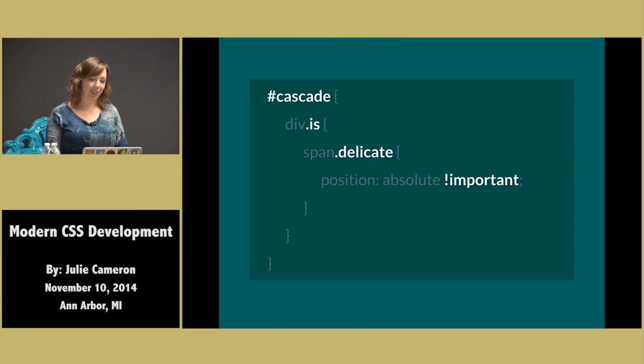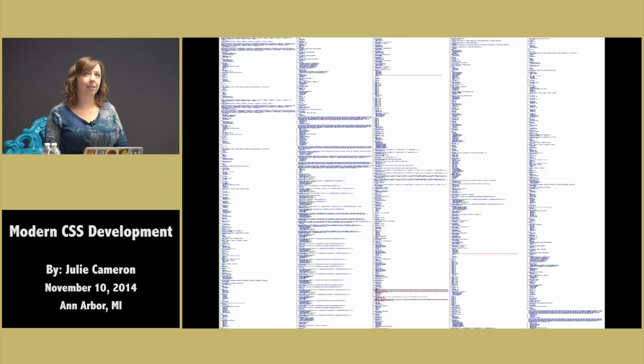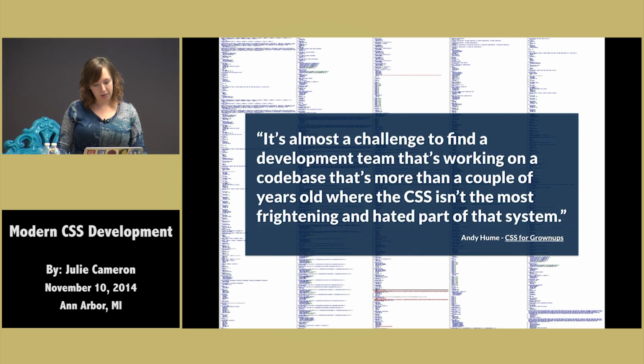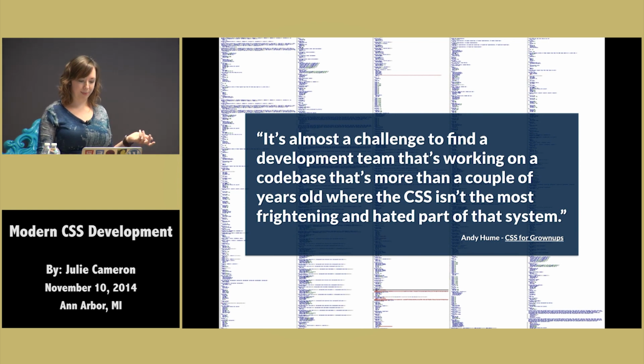The cascade is pretty delicate. And as our sites get bigger, so does the CSS. This is a partial file. This actual CSS style sheet was over 10,000 lines long. A quote that I heard at a conference recently that I thought really summed up where we're at with this is from Andy Hume, in his talk, CSS for Grown-Ups. He said, "It's almost a challenge to find a development team that's working on a code base that's more than a couple years old, where the CSS isn't the most frightening and hated part of that system." I think I heard a few people say something similar to that tonight.